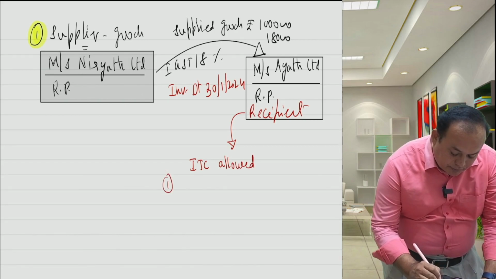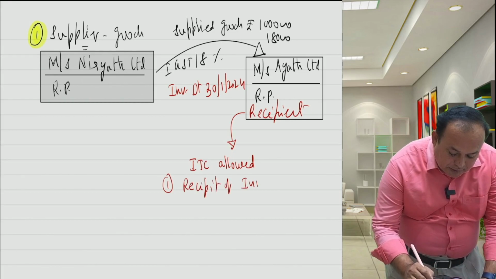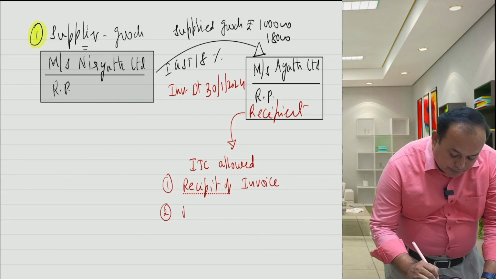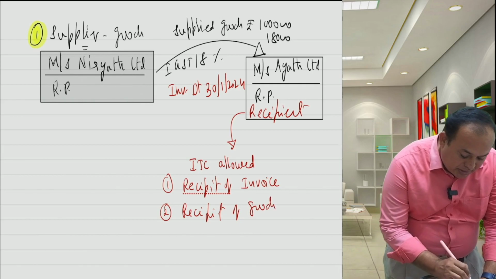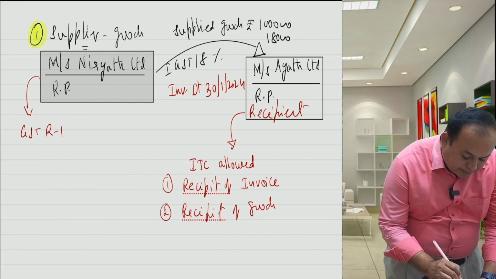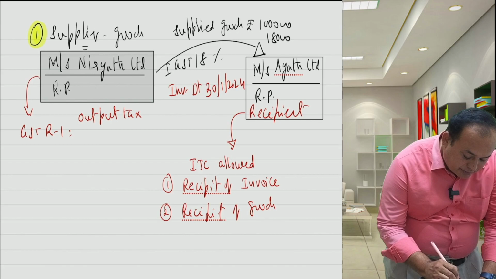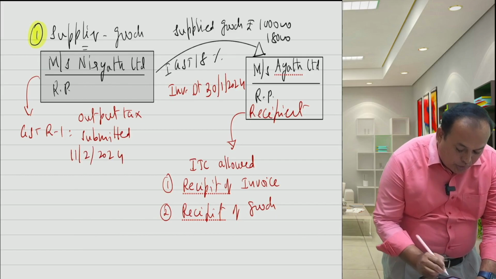1. Receipt of invoice, namely tax invoice. 2. Receipt of goods. This fellow's GSTR-1, nothing but the output tax, output GSTR-1, is submitted by when? By 11th of February 2024.